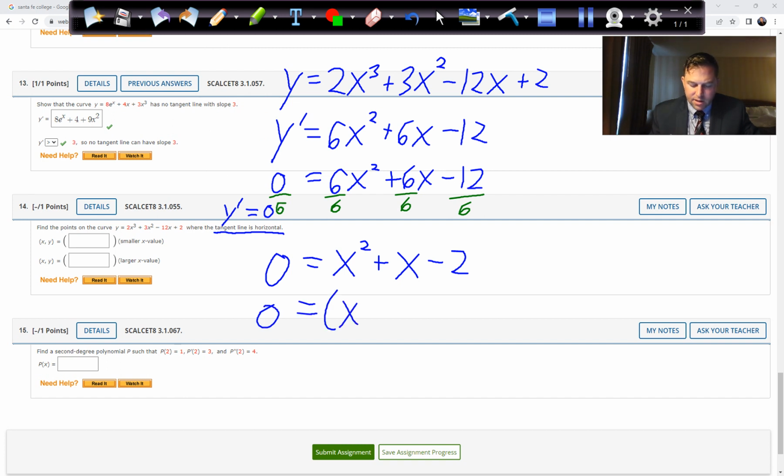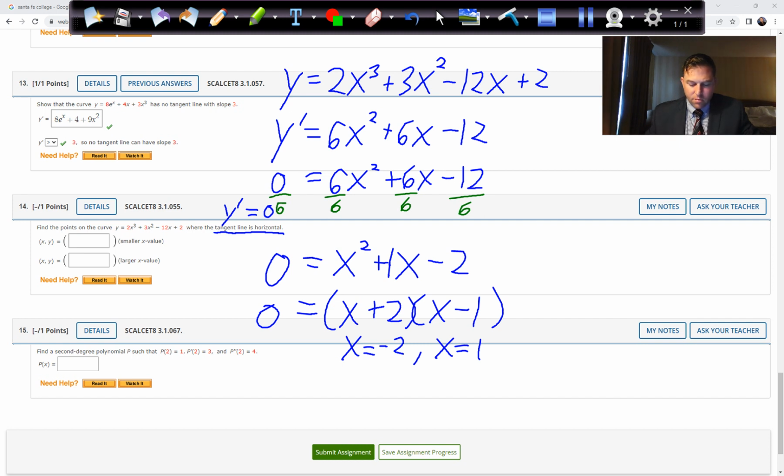So this will factor into (x plus 2)(x minus 1). The last two terms will multiply to minus 2, and they add to positive 1, the number in the middle. So that is the factorization of that quadratic equation. And these will cause the derivative to be 0 when x is negative 2, or when x is positive 1.